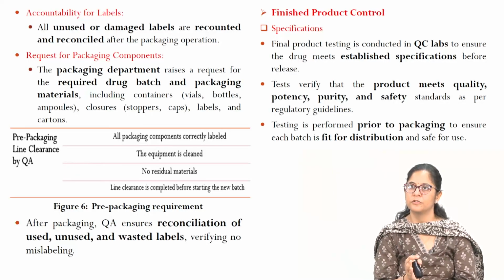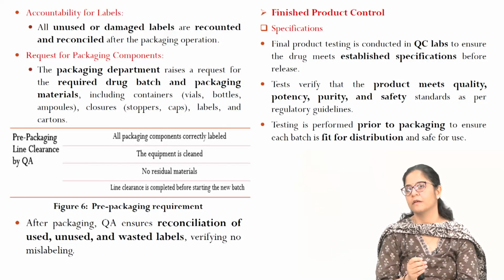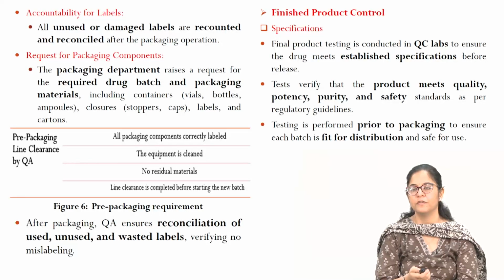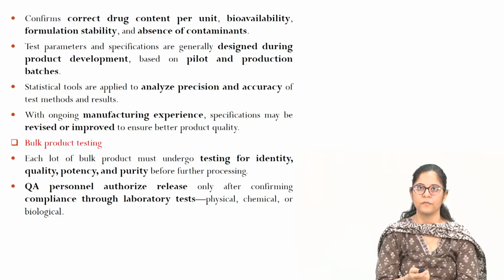Then the finished product control requires the inspection of the specifications, that is, the final product testing is conducted in the QC labs to ensure that a drug meets the established specifications before release. Tests must verify the product quality, potency, purity and safety as per the regulatory guidelines. The testing is performed prior to packaging to ensure each batch is fit for distribution and safe for use.